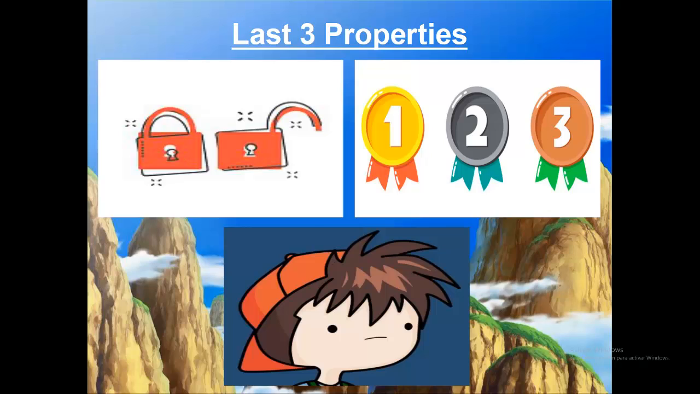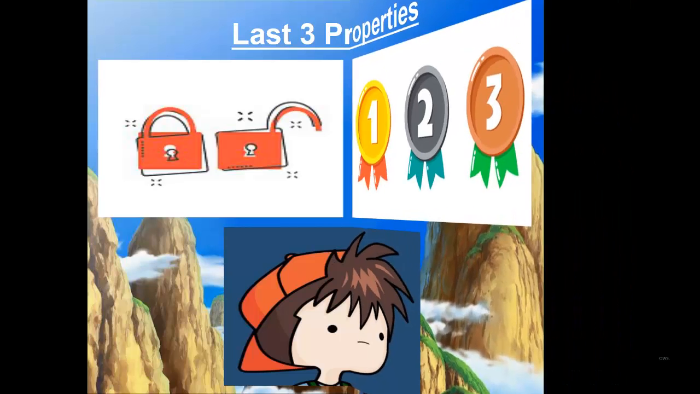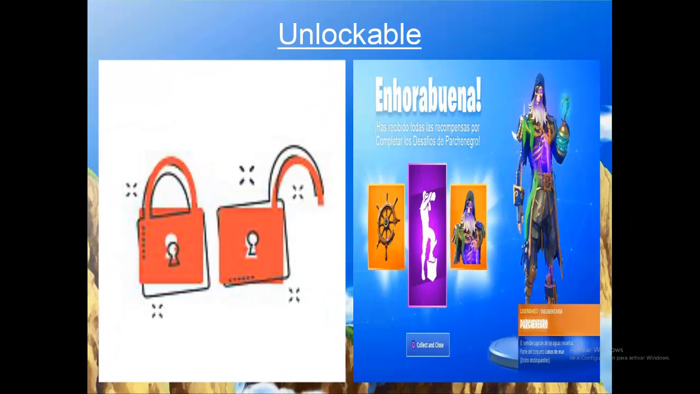Once we have seen the first 6, we will see the last group of 3, following the same steps as the first 2. These tell us that they are 7th Unlockable, 8th Classifiable, and 9th Understandable. We start this group with that they are unlockable, that is, they may or may not be accessible depending on the conditions from which they start.